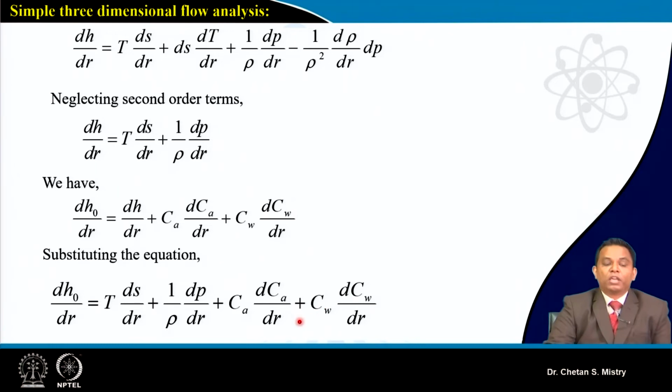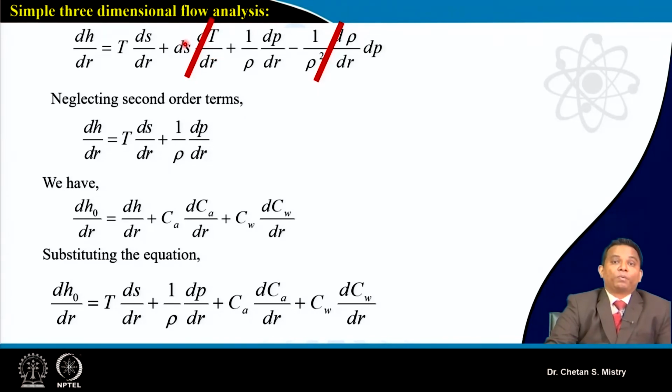Now if we consider this ds into dt by dr, this represents the change of entropy and the change of static temperature along the radius. This is a smaller term, so we can omit that part, and we are omitting the second order formulation. If we neglect this part, dH by dr is given by T into ds by dr plus 1 upon rho dP by dr.